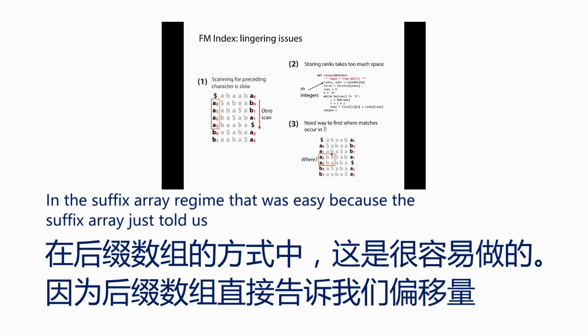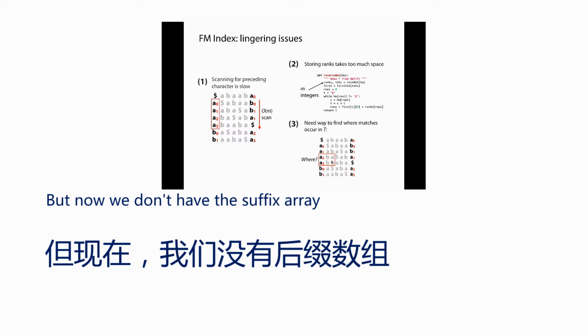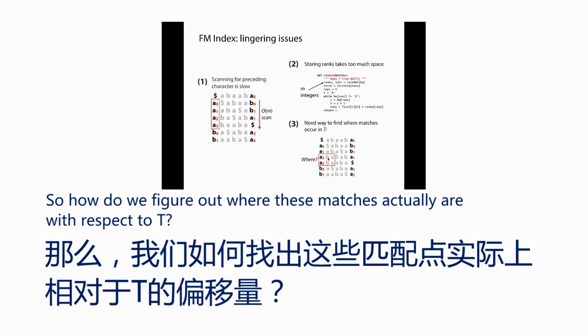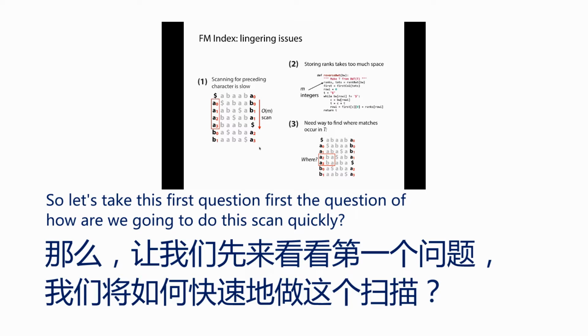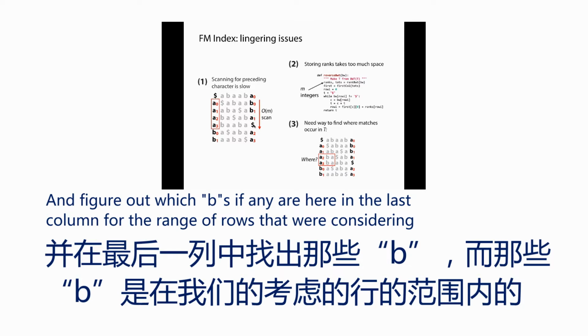In the suffix array regime, that was easy because the suffix array just told us. But now we don't have the suffix array, so how do we figure out where these matches actually are with respect to T? So let's take this first question first, the question of how we are going to do this scan quickly and figure out which B's, if any, are here in the last column for the range of rows that we're considering.